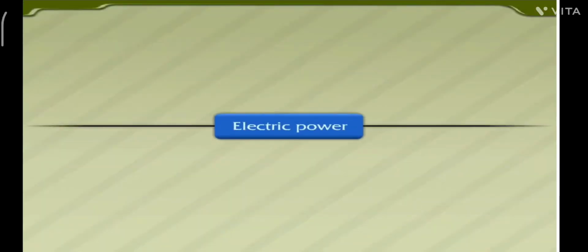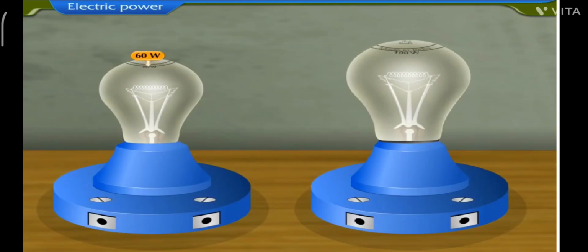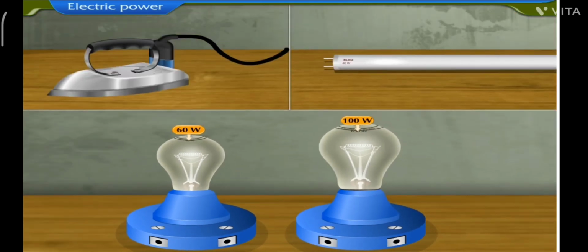Electric power. On the electric bulbs is written 60 watt, 100 watt, etc. This is the electric power rating of the bulbs. Similarly, every electric device is characterized by power ratings. Let us see what is meant by electric power and how it is used.